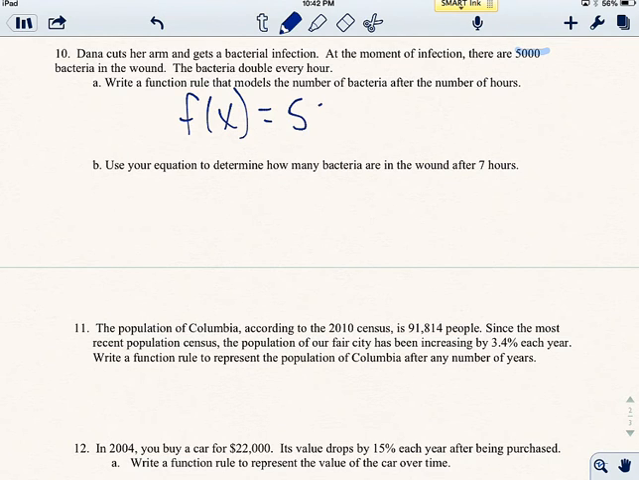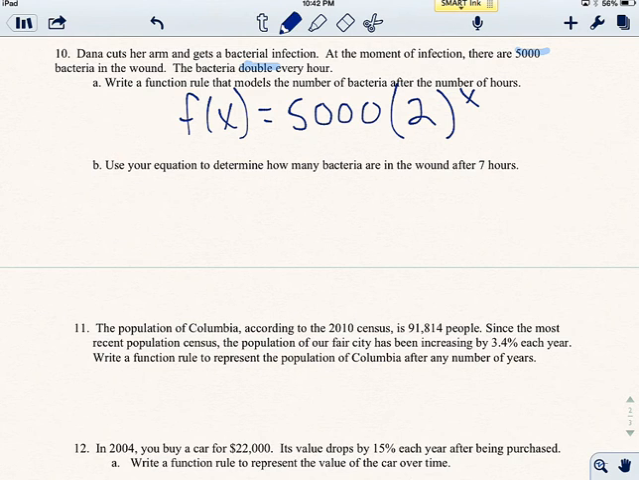So we start off with 5,000, and then we're going to multiply, and we need to find the rate in here. Now the rate, I'm seeing this word double, and to double means we're going to multiply it by 2. So I've got 5,000 times 2, and then I'll go raised to the x. So that's my function. F of x equals 5,000 times 2 raised to the x.